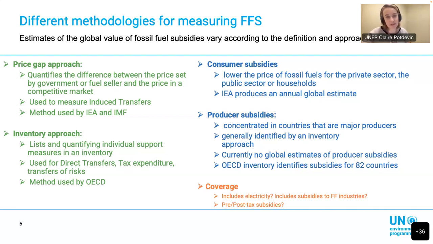There's also a differentiation. So moving away from the difference of methodologies, there is also a differentiation to be made between the targets, the recipients of the subsidies. So for example, the IEA estimates will only look at consumer subsidies, whereas the OECD inventory will look at both consumer and producer subsidies.